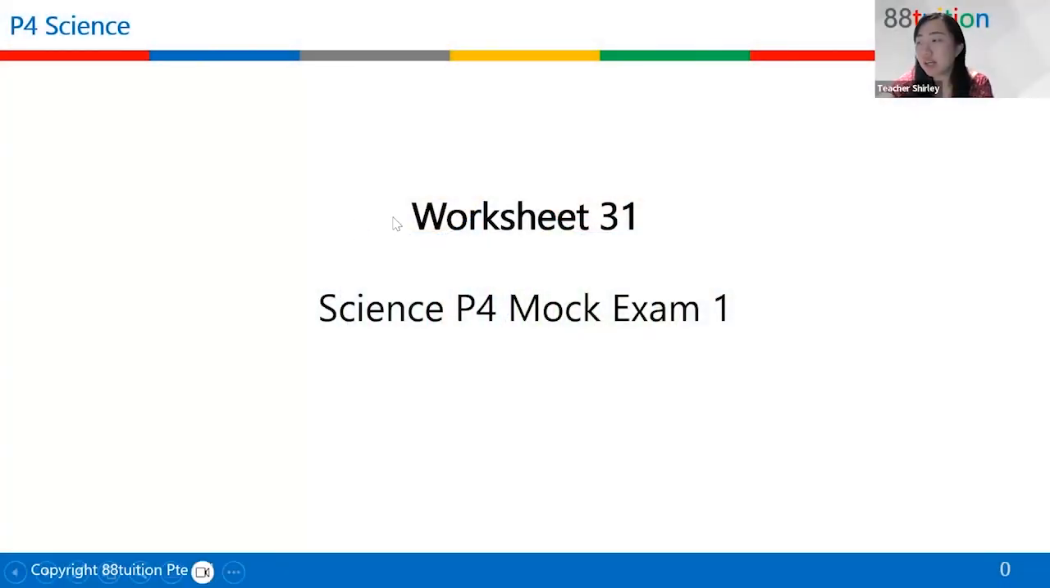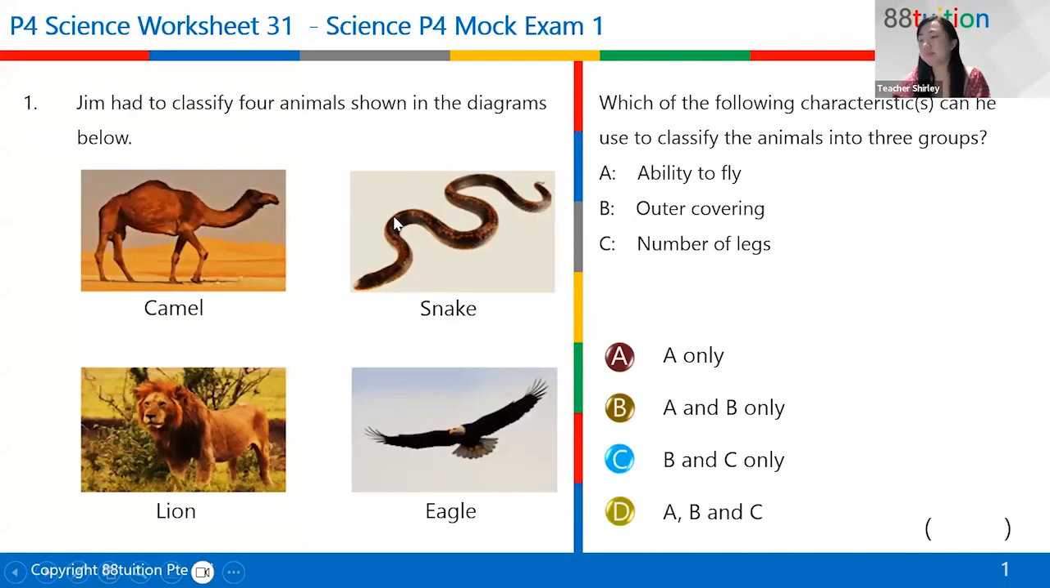Okay, so let's now take a look at the first question. Jim had to classify 4 animals shown in the diagrams below. Which of the following characteristics can he use to classify the animals into 3 groups?